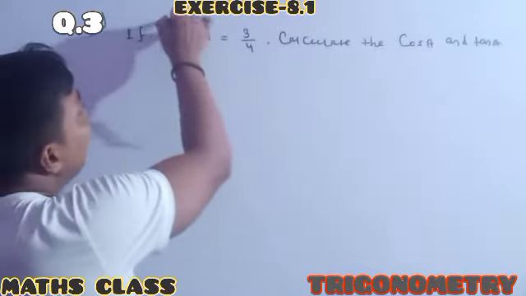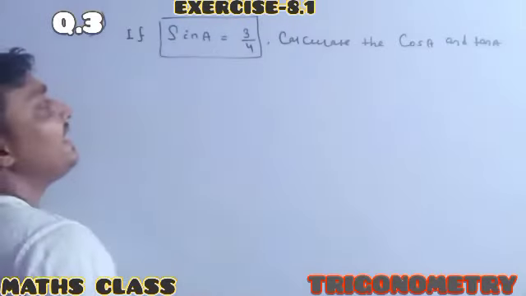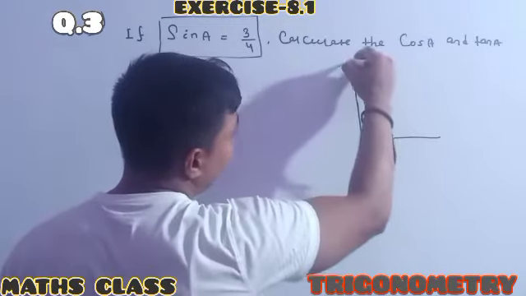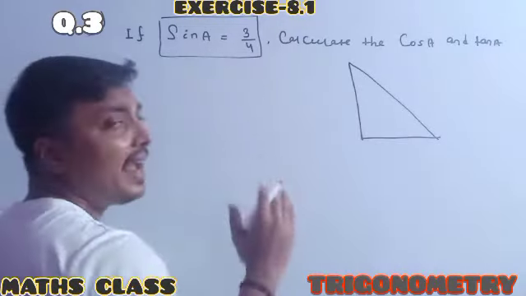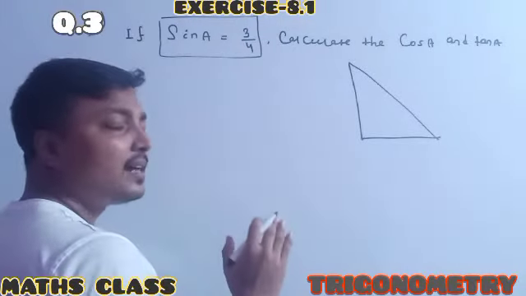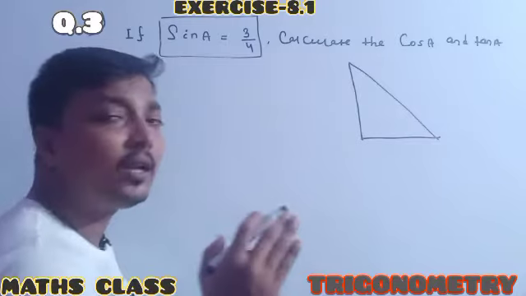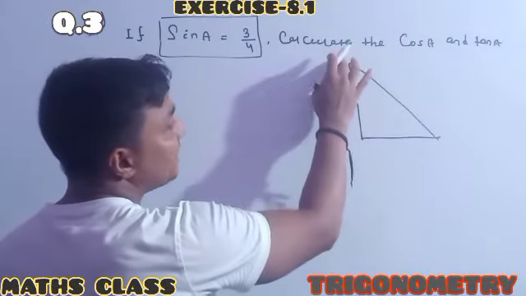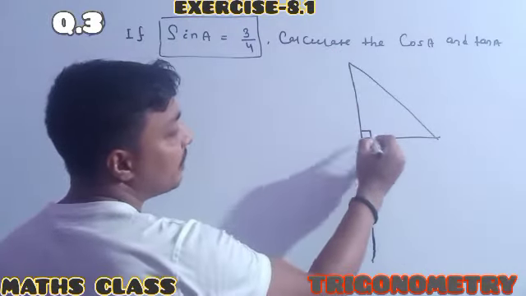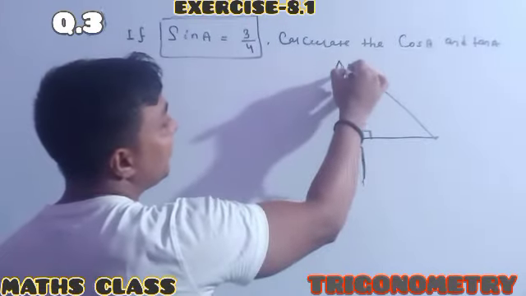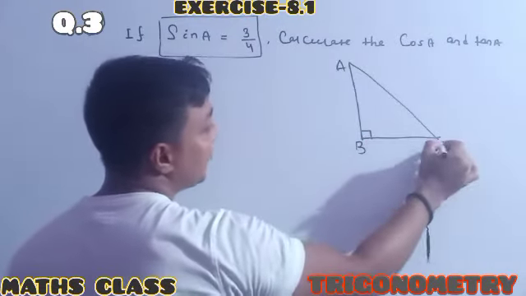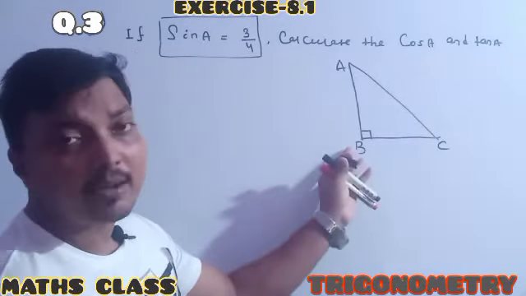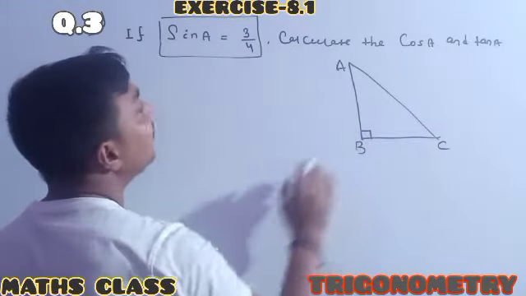Everyone see, here it is given that sin A is 3 by 4. Suppose here is a triangle. Since angle A is given, 100% A is an acute angle, because the trigonometric ratio formulas I have taught you are only for acute angles. So I am taking this one as A, this one as B, and this one as C. ABC is a triangle where the right angle vertex is B, and A and C are both acute angles.